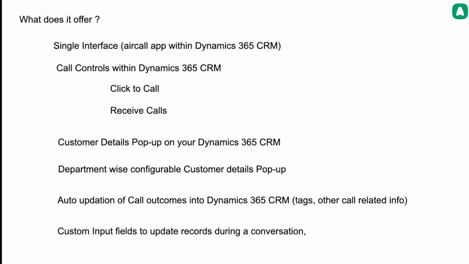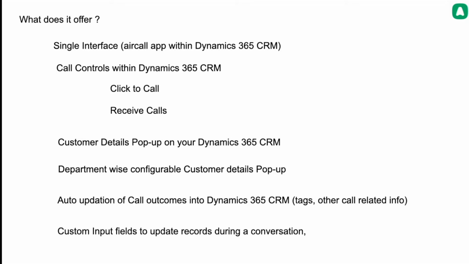Then you have department-wise configurable customer details, which come as a pop-up. So you can have different departments see different details about the customer. It can be a contact detail, it can be an account detail for somebody else. You can configure those things. We'll see these things on the walkthrough, plus we'll see how the configuration page looks.